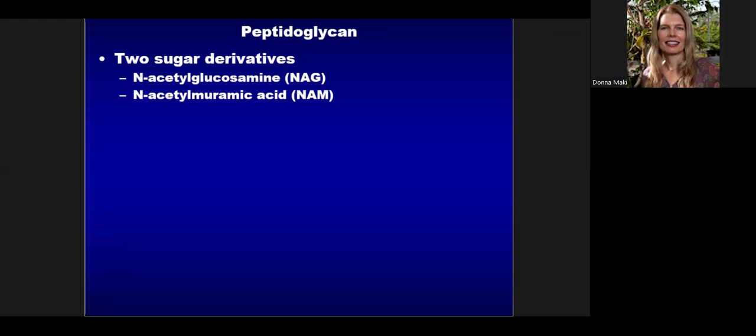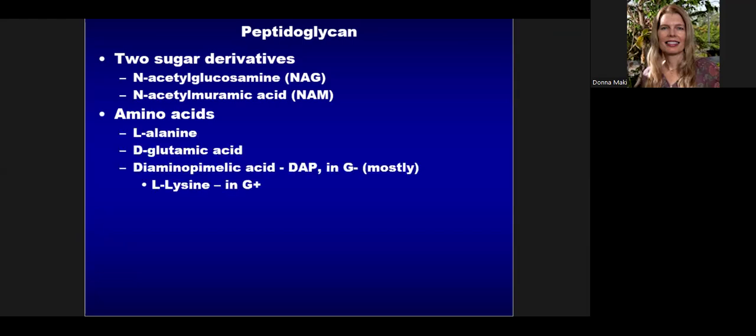So then that's not the only thing though. You have that, but then you also have amino acids attached to the NAG and NAM. And depending on which microbe you are, you're going to have L-alanine, D-glutamic acid, and then you'll either have diaminopimelic acid, which abbreviates down to DAP, in mostly gram-negative type bacteria, but gram-positives replace that with L-lysine. And then you have a D-alanine. So L-alanine, D-alanine, glutamic acid, they all have that.